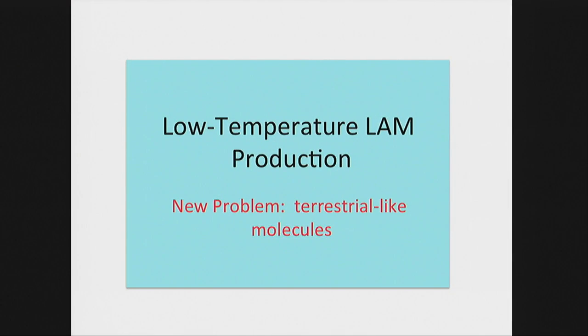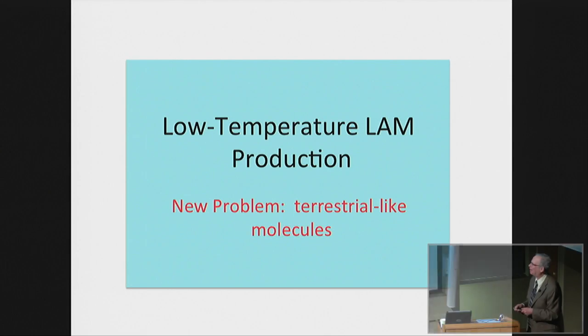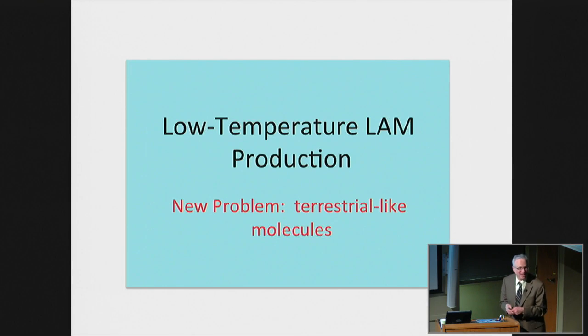Okay, so low temperature production. The biggest problem we face now, and this is in the last 2 years, is that these terrestrial-like molecules can be found in cold sources. And we're stuck with a theory that explains them in warm sources, but not in cold sources.